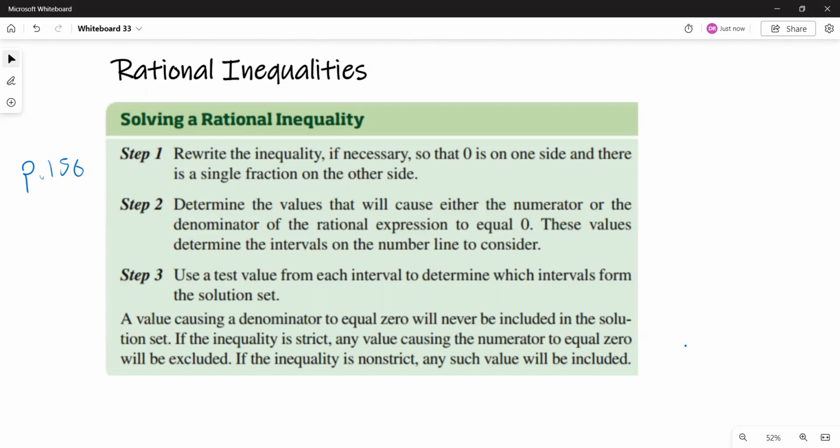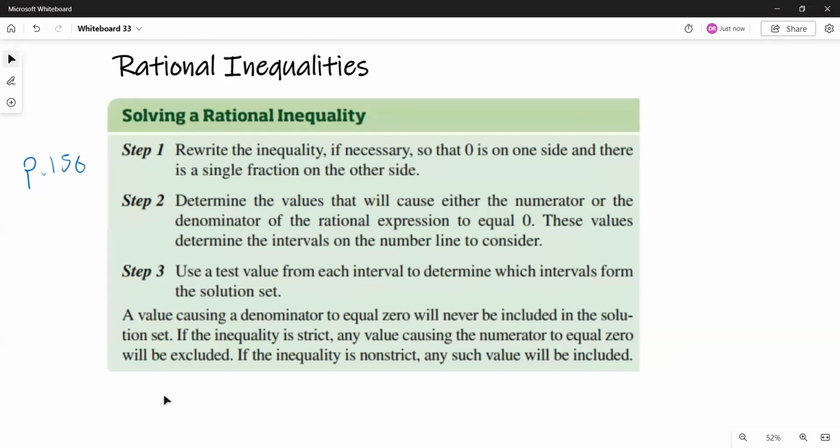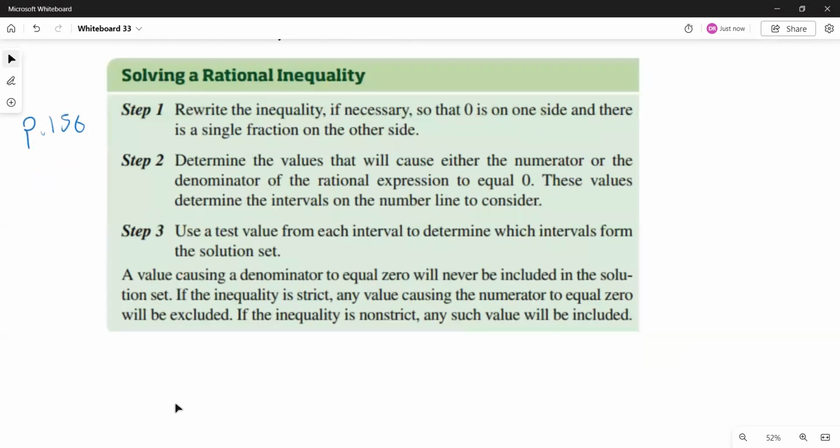So a value causing a denominator to equal 0 will never be included in the solution set. If the inequality is strict, that is, if it involves only greater than or less than, but not equal to, any value causing the denominator to equal 0 will be excluded. If the inequality is not strict, that is, if the inequality involves greater than or equal to, or less than or equal to, any such value will be included.